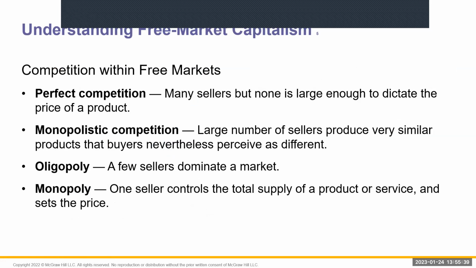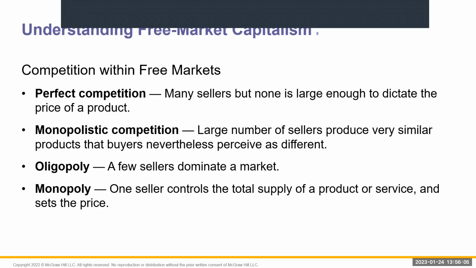All right, so let's get into free markets a little bit. Perfect competition. That means we have many sellers, but none is large enough to dominate or dictate what's going on with the price or the product. So we have this all over the place. If you go in your grocery store, how many companies make cereals and how many cereals do they make? How many companies make detergents and soaps and how many do they make? That's perfect competition. There's tons of them.